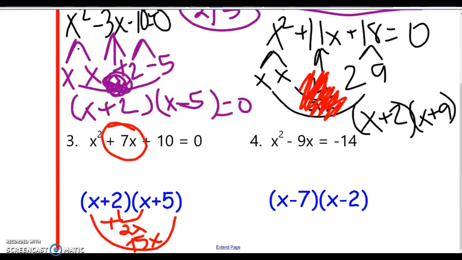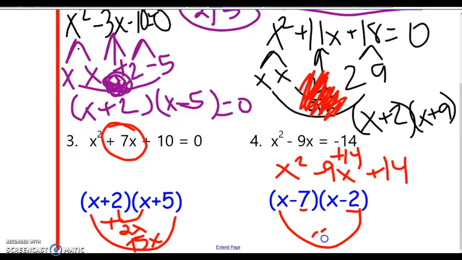This one, did you move the 14 over? So you were actually factoring x squared minus 9x plus 14, not minus 14. And if that's the case, negative 7 times negative 2 gives me positive 14, and let's check out the middle. X times negative 2 is negative 2x. Negative 7 times x is negative 7x. Does that give me negative 9x? It does. So my solutions in blue are what we need.